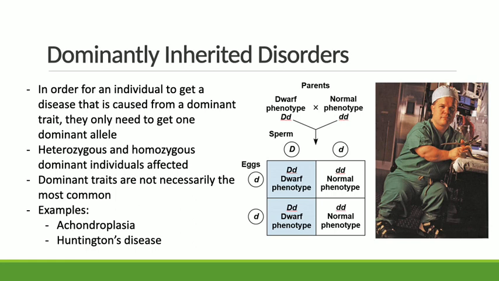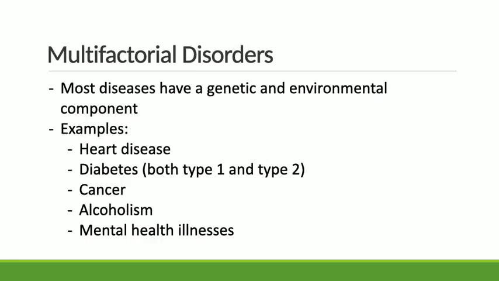Recessively inherited traits or recessively inherited disorders are ones where you have to have two of the recessive alleles, and that's the only way to express that trait. Okay. Many human disorders are actually multifactorial, and that means that there are many genes as well as environmental factors that cause the particular type of disorder. Heart disease, diabetes, cancer, alcoholism, and all types of mental health illness have this kind of complex combination of genetic and environmental components.